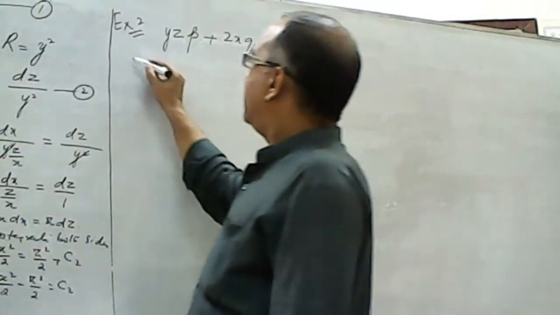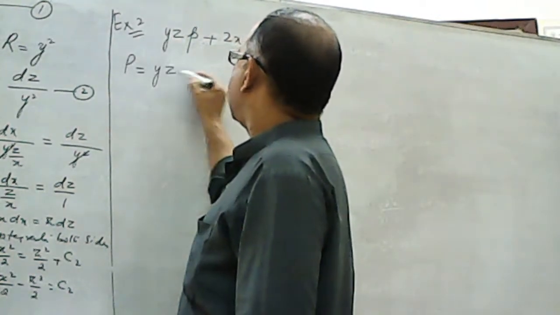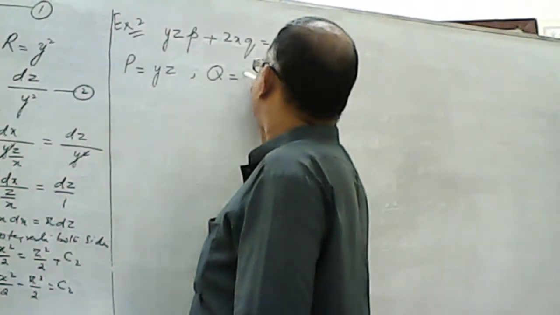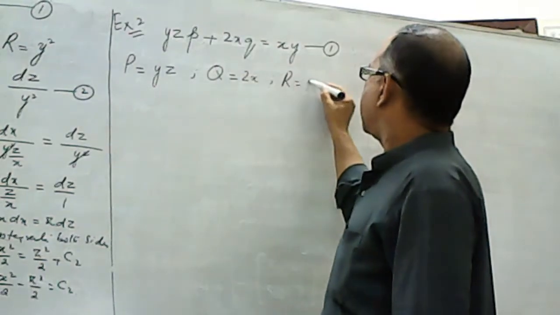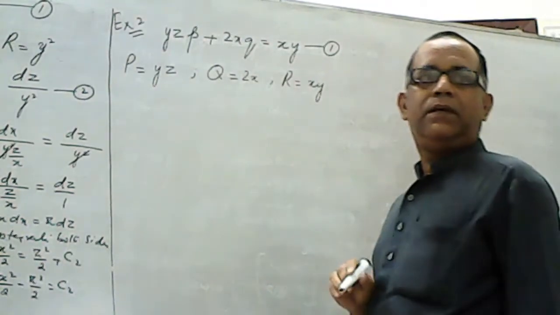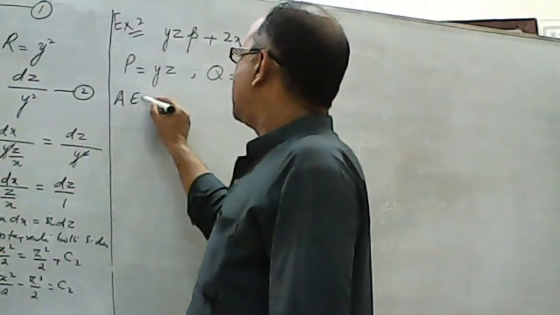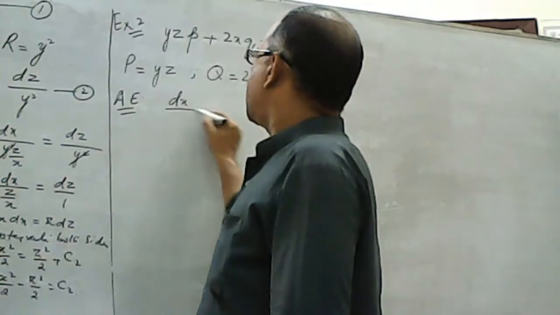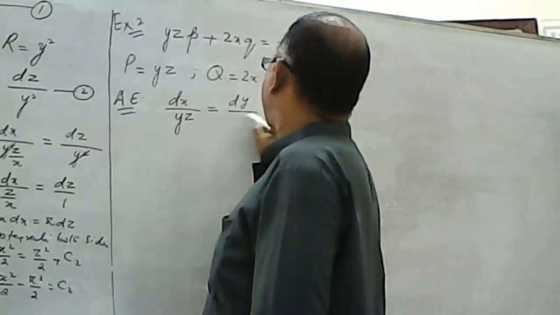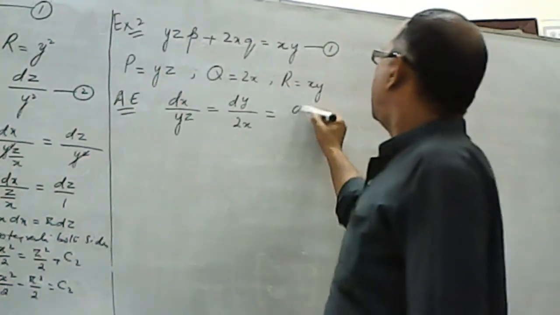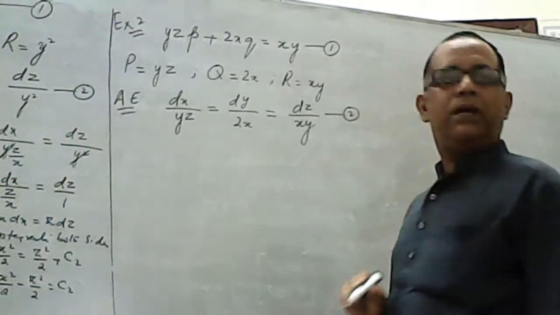As I said, now time to take capital P, coefficient of small p is yz, coefficient of small q is 2x, and the term on the right hand side is xy. So now we have the values of capital P, Q, R. So time to write auxiliary equation, that is dx over P, means yz, equal to dy over 2x equal to dz over xy. So this becomes equation number 2.